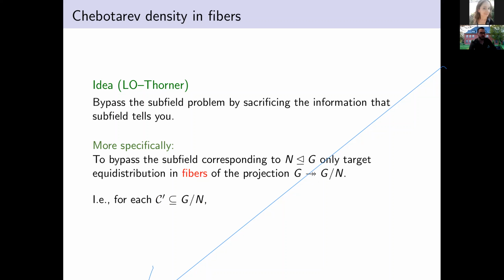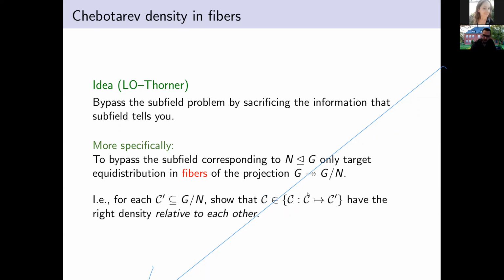Put another way, conjugacy classes upstairs in G descend to conjugacy classes downstairs in G mod N. And so for each conjugacy class downstairs, we want to look at the conjugacy classes that map to it and show that they have the right relative density compared to each other. So this is what Jesse and I show.